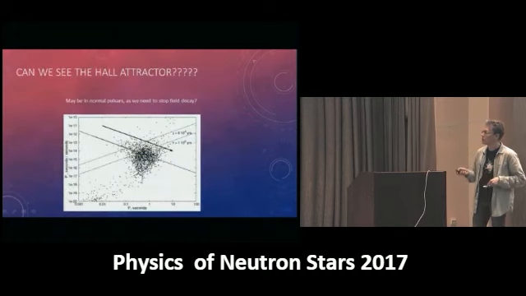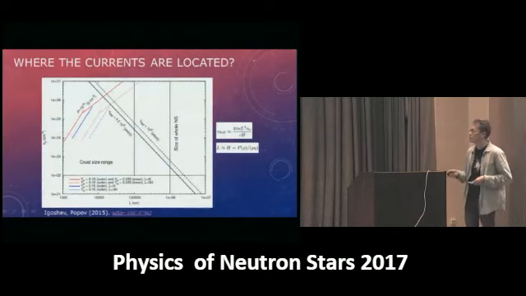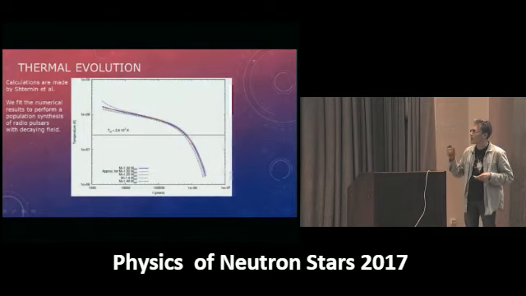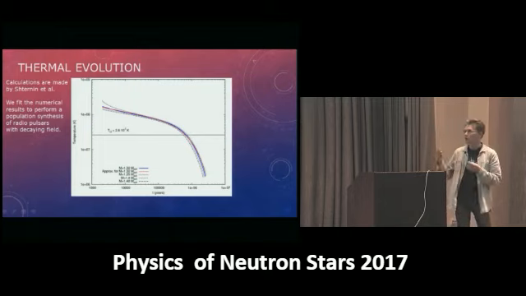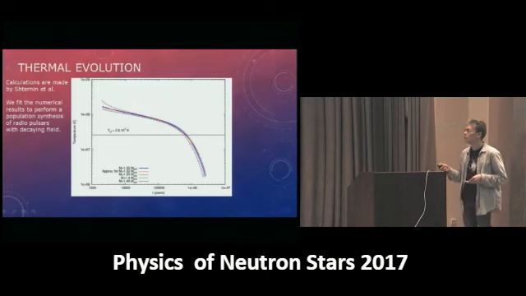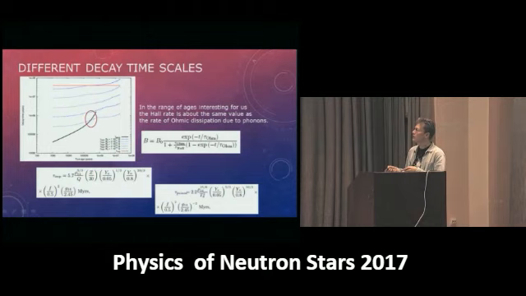Do we see a Hall attractor in normal radio pulsars? We can play with parameters inside the neutron star. I don't have time to stop on it. We need thermal evolution because the field decay on phonons depends on the temperature, and we used cooling curves calculated by the St. Petersburg group. And for parameters we are interested in, the Hall cascade time scale is comparable with the time scale for ohmic decay due to phonons.